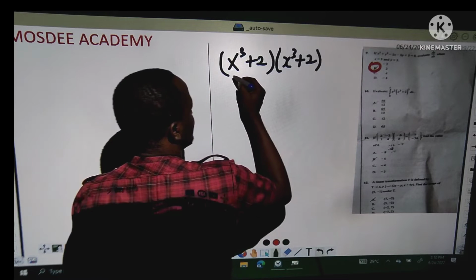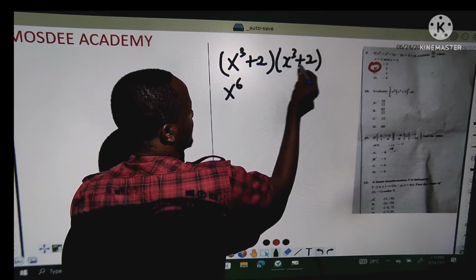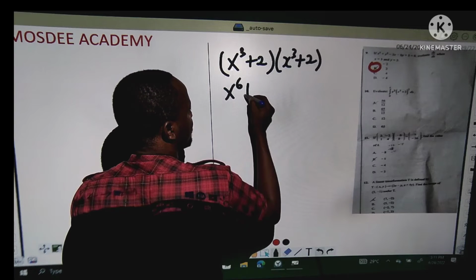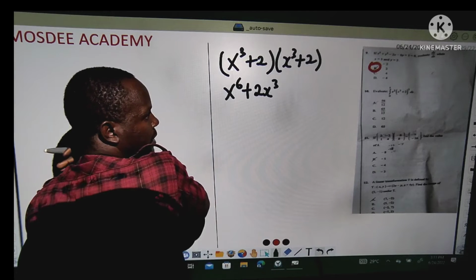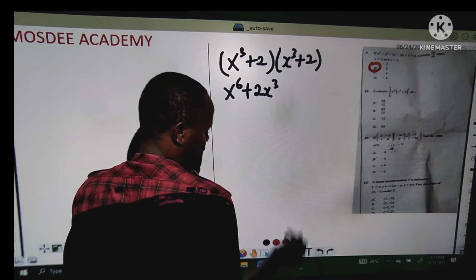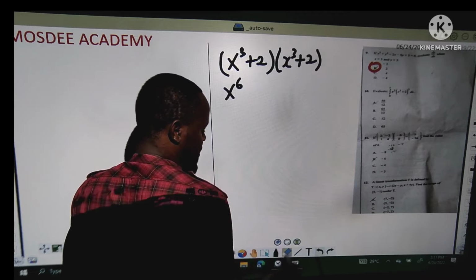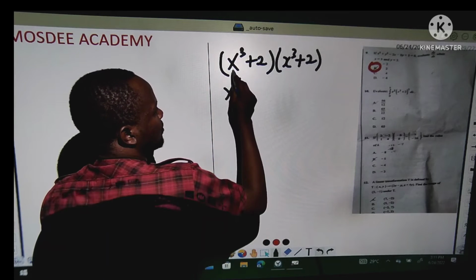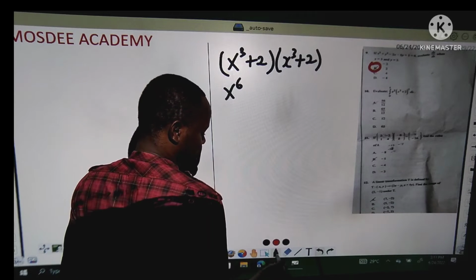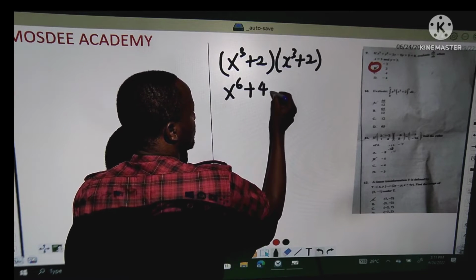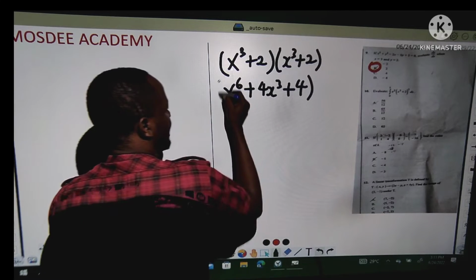Taking my time here. x cubed times x cubed is x to the 6. This times this is 2x cubed, plus another 2x cubed, so it will give you a total of 4x cubed. And 2 times 2 is 4. I am expanding the normal way you guys do when you expand.